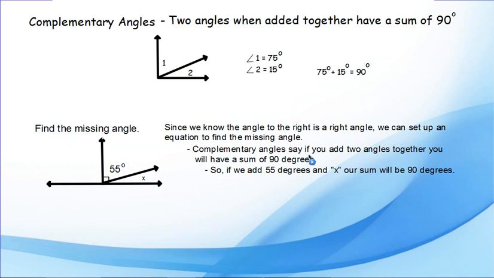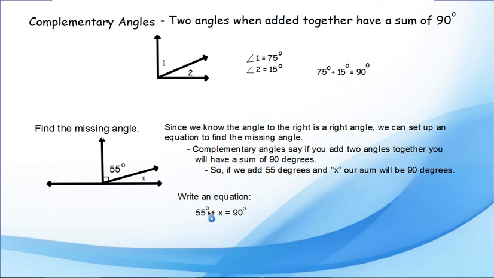So complementary angles say if you add two angles together, you'll have a sum of 90 degrees. So if we add 55 and x, our sum will be 90 degrees. So we write the equation. We just said 55 plus x equals 90. And you solve it just like you would a one-step equation.